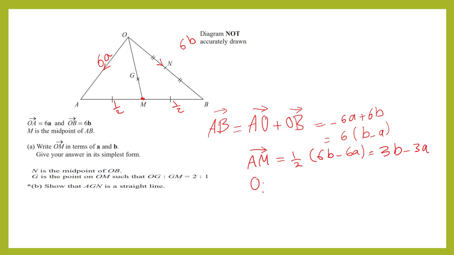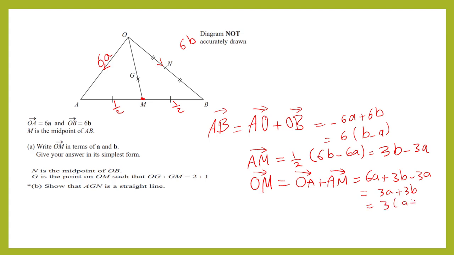To find OM, you will go through OA, then plus AM. So it will be OA, which is 6A, plus AM, which is 3B minus 3A. So you will do 6A minus 3A, 3A plus 3B. So you'll take 3 as a common factor, it will be 3(A plus B). So now we found OM.